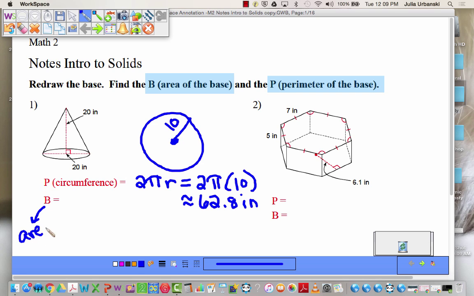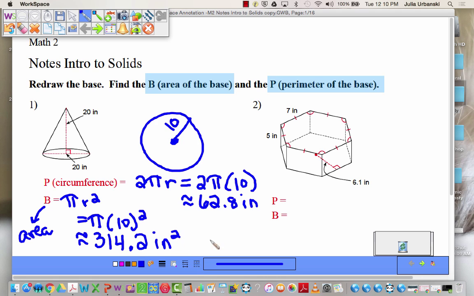So now I need the area of this circle, not of this shape, of this circle. So the area would be pi r squared. So that's going to be pi times 10 squared. Do that one in your calculator now. Since it doesn't tell us, let's go ahead and go to the nearest tenth. 314.2 inches squared. Good. Excellent.